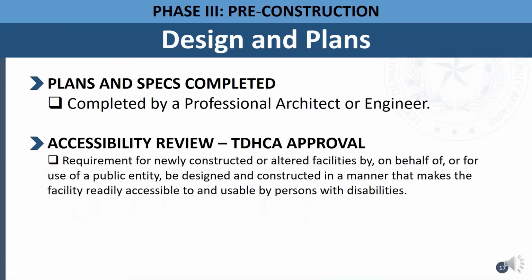Design and plans. Plans and specs must be completed by a professional architect or engineer. And it also has to include an accessibility review that must be reviewed and approved by TDHCA. This is a requirement for newly constructed or altered facilities that need to be designed and constructed in a manner that makes a facility readily accessible and usable by persons with disabilities.